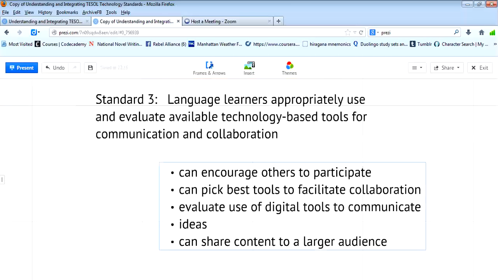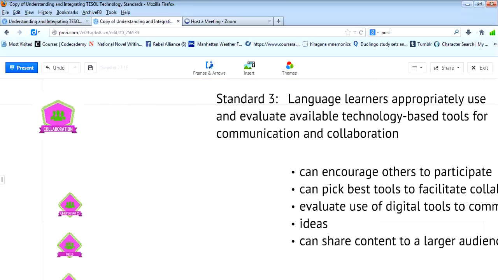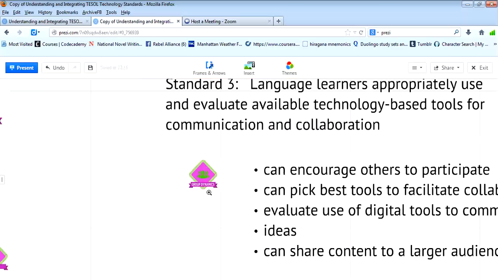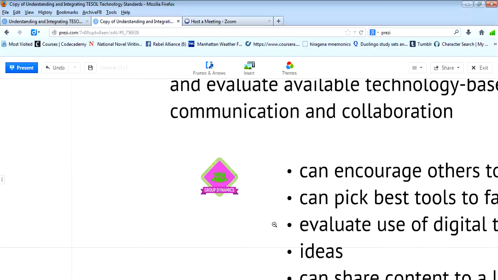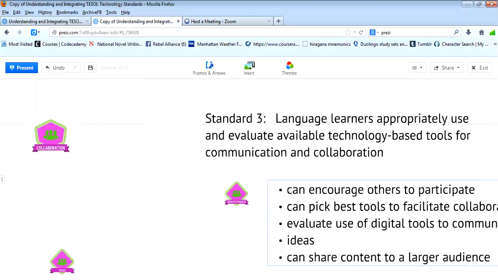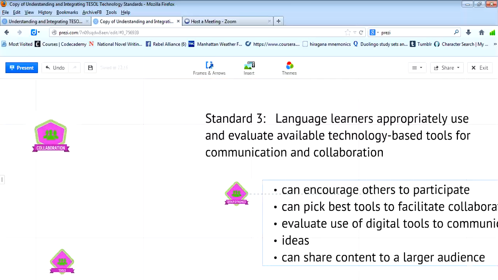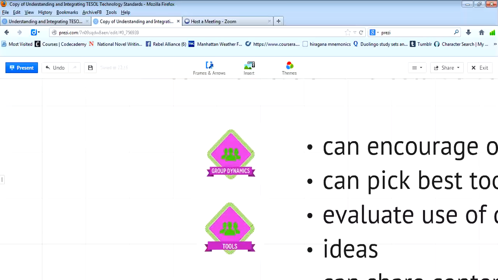So it would be the first one, can encourage others to participate. And so I made a badge for that. Here we go. This is my badge for that. And I called it Group Dynamics. Again, we're not calling these badges because we're in a university class. So there's the badge they would get. And all you have to do for that is to play the game. And then we have can pick the best tools to facilitate collaboration. So I have here a nice tools badge for that.